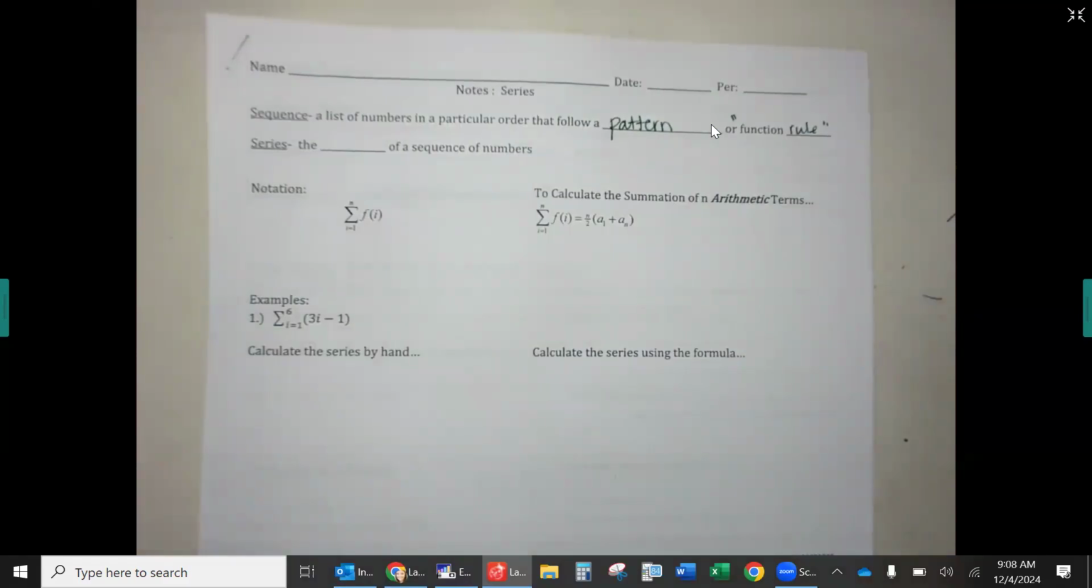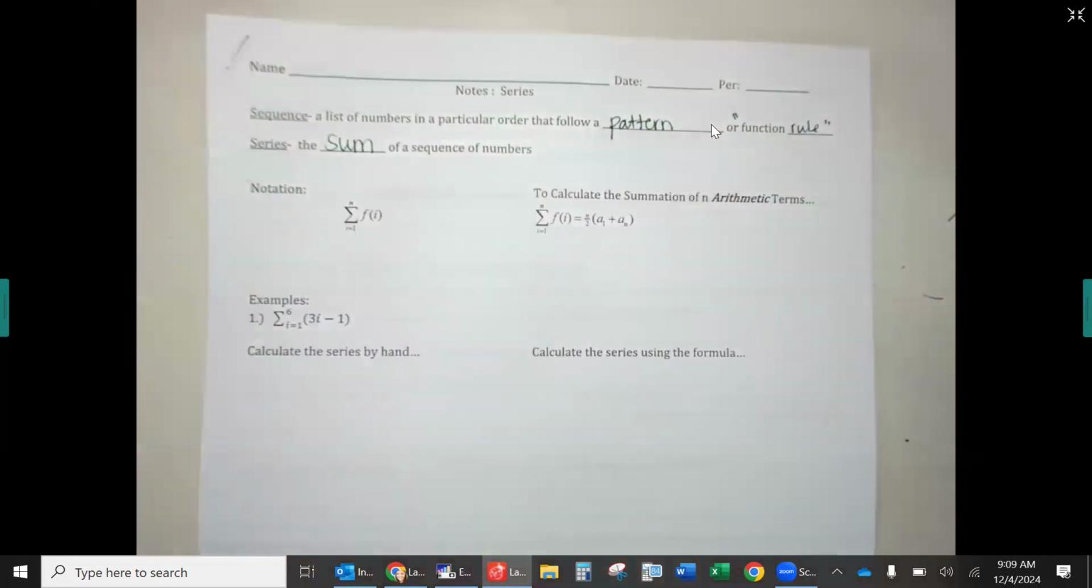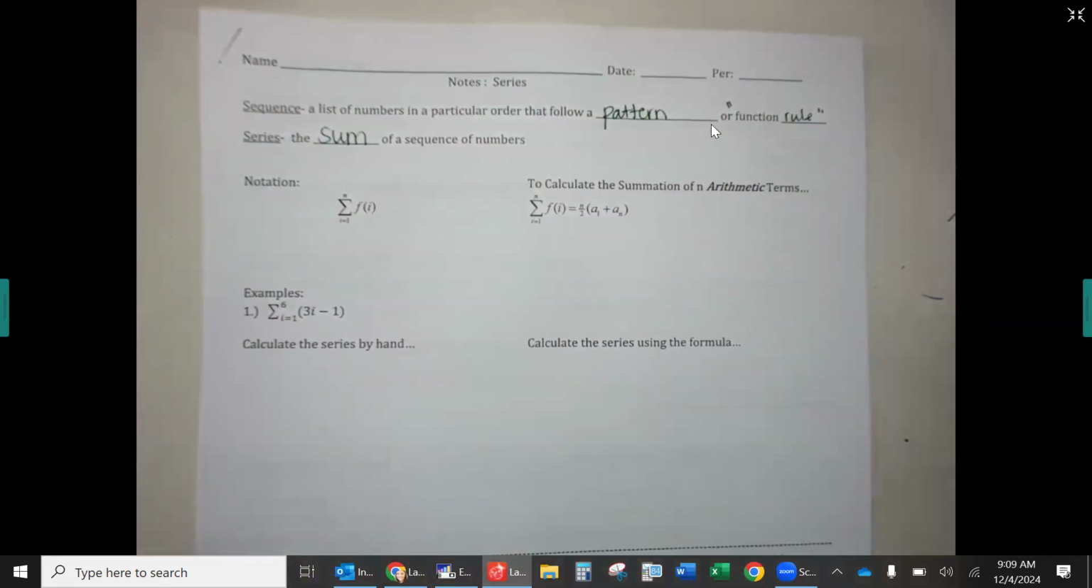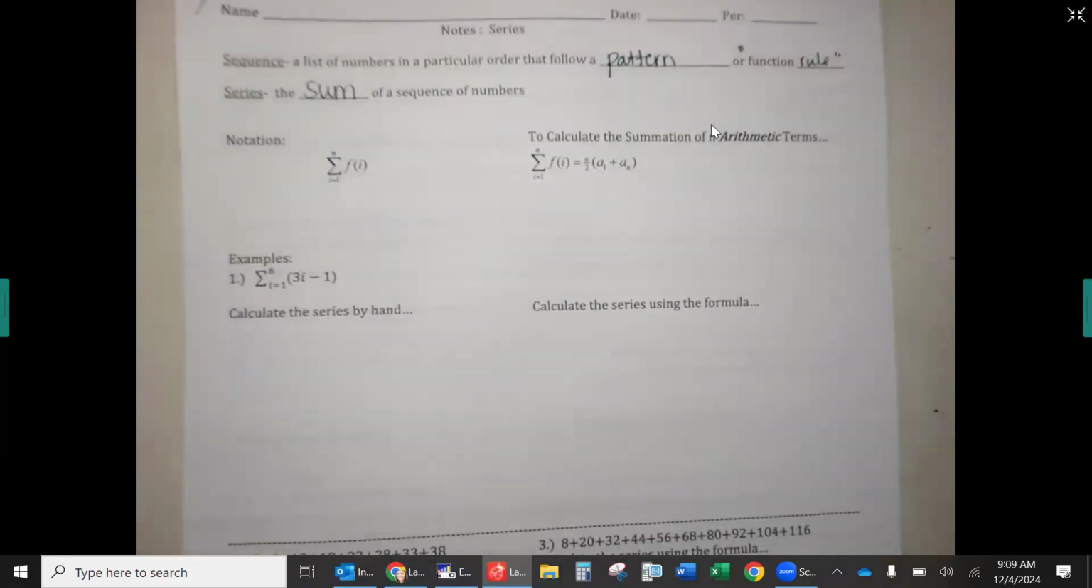What we're doing today is a series. Basically, a series is a sequence, but where you add up all the numbers. So this would be the sum of a sequence of numbers. You're going to notice this weird giant E looking symbol. This means summation.